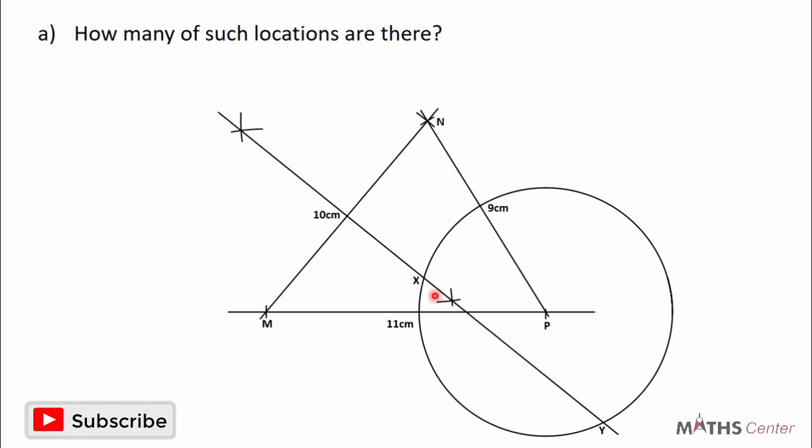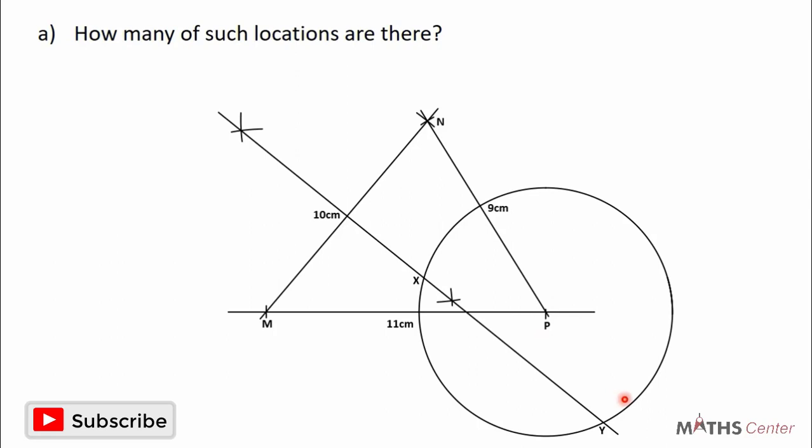Let's consider the first point, which is point X. Point X falls on the locus of points equidistant from town M and town N, which is the perpendicular bisector of the line MN. So at point X, the market will be equidistant from town M and town N. We can also see that point X falls on the circumference of the circle. So at point X, the market will be 10 kilometers from town P.